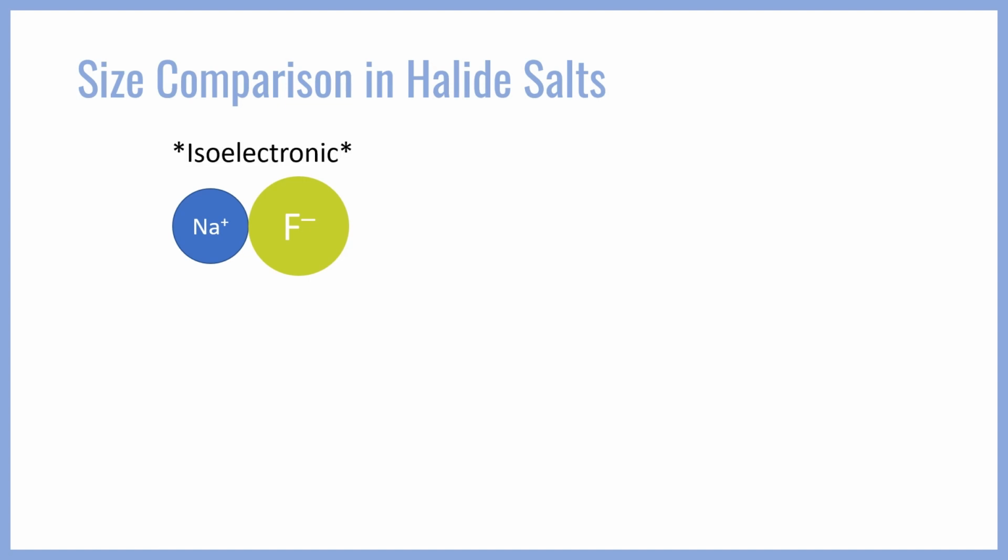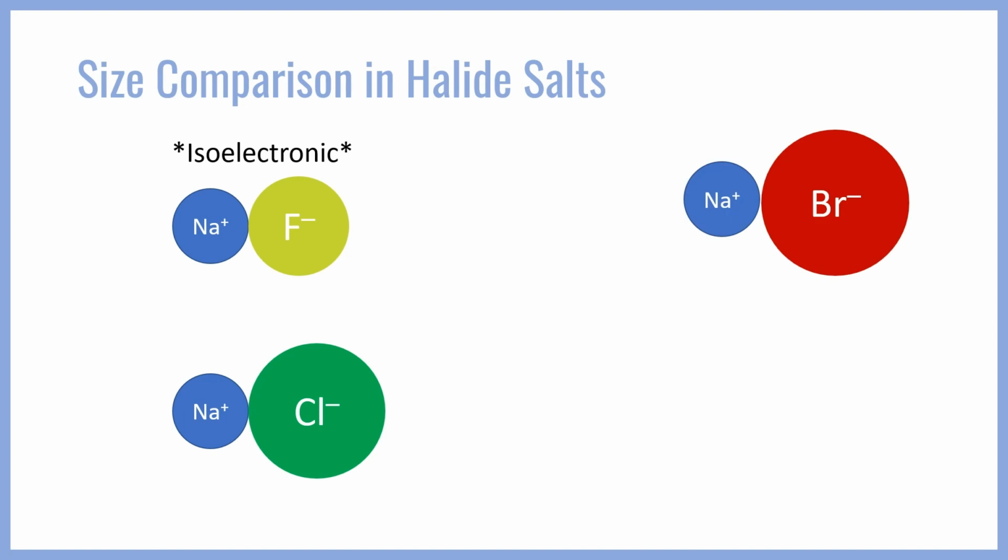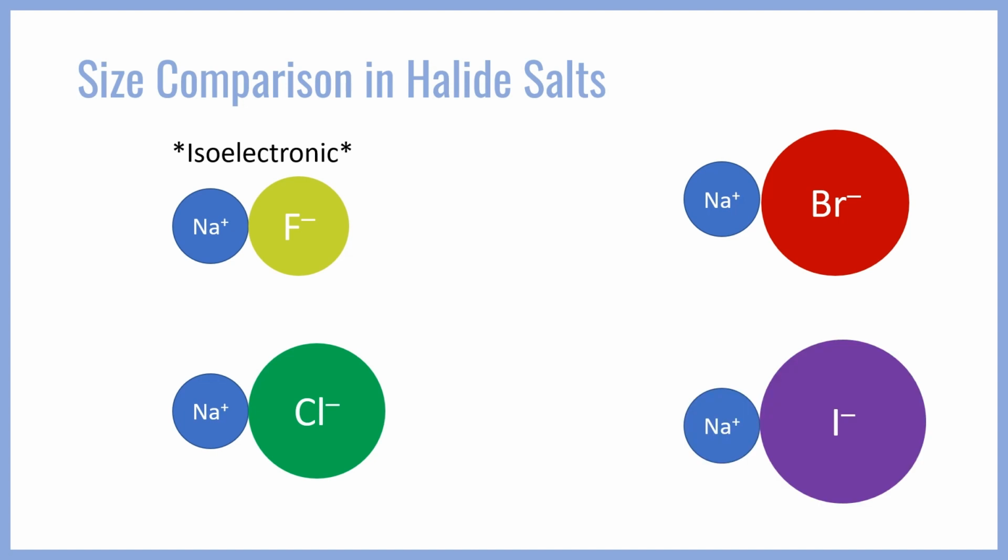And that's because these two ions are going to be isoelectronic with one another. However, if we go ahead and move towards NaCl, we see now a bigger discrepancy. The sodium cation is going to be appreciably smaller than the chlorine anion. If we go now to bromine, we see an even bigger discrepancy. Sodium is going to be much smaller than the bromine anion. And if we go all the way to iodine, the iodine anion is huge compared to that sodium cation.